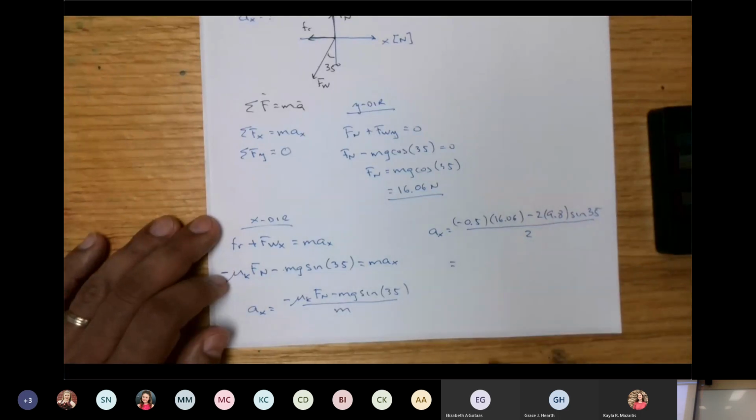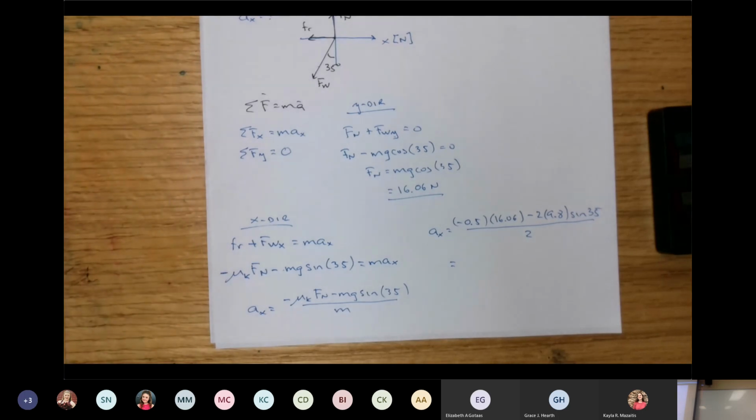And behind Alex, I'm sorry, your name again? Kaylee. I got negative 0.983 meters per second. No, I don't think so. Anyone got something different? Emma, what is that? Negative 3.2? Yeah.